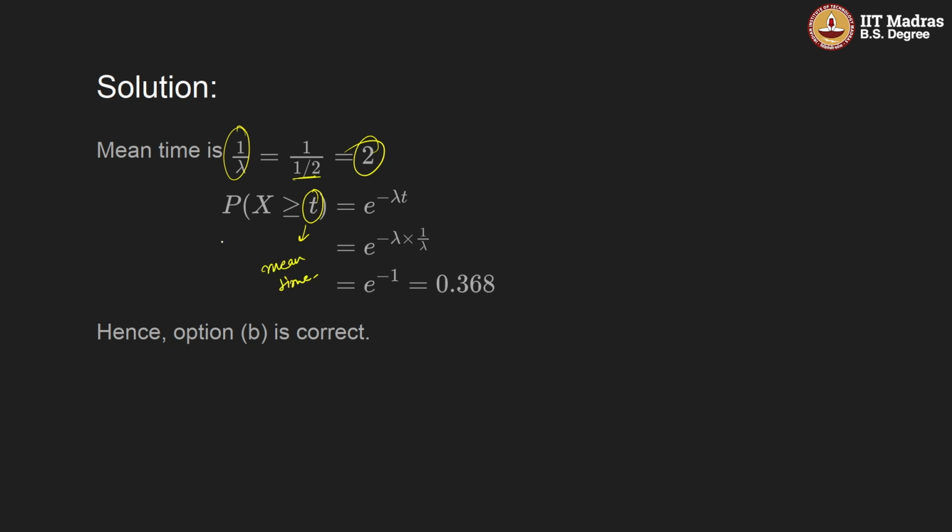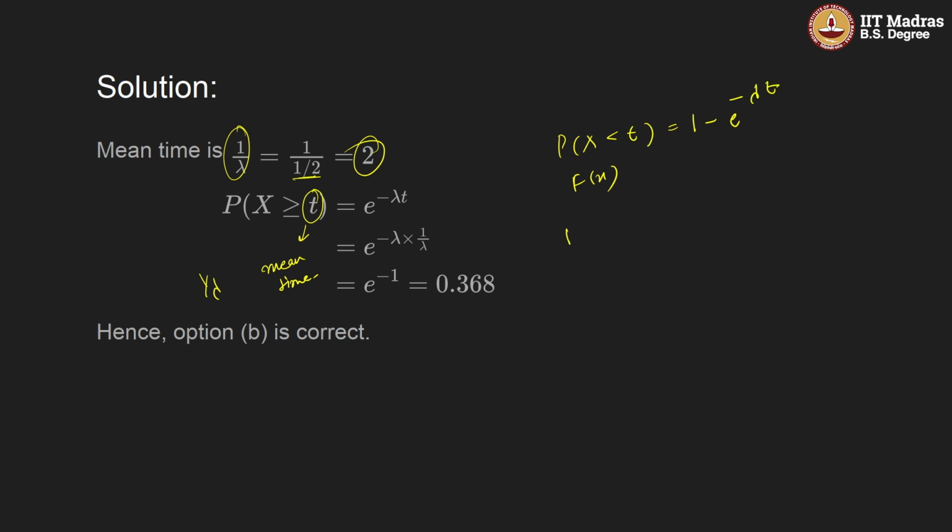Okay, and the mean time is represented as 1 by lambda only. Fine. So the probability of x less than t is a CDF, and the CDF of an exponential distribution is 1 minus e raised to the power minus lambda x, or you can say t.